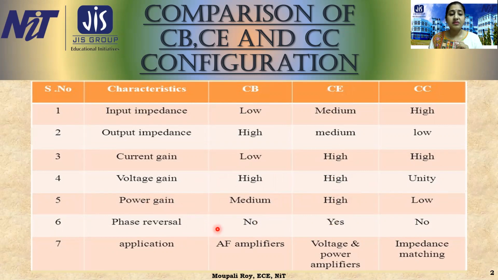In case of phase reversal, phase reversal happens only in case of CE, that means common emitter. In case of common base and common collector, there is no phase reversal. CB is applied for the AF amplifier. The CE, that means common emitter, is applicable for voltage and power amplifier, and CC is for impedance matching. So this is the comparison between CB, CC and CE mode configuration.